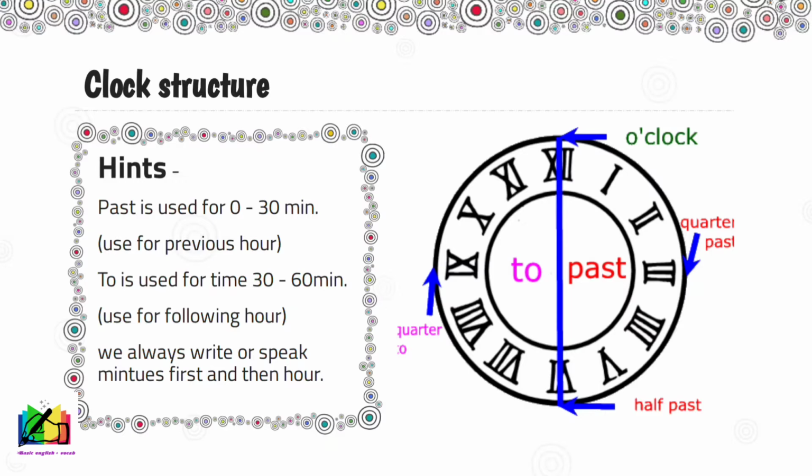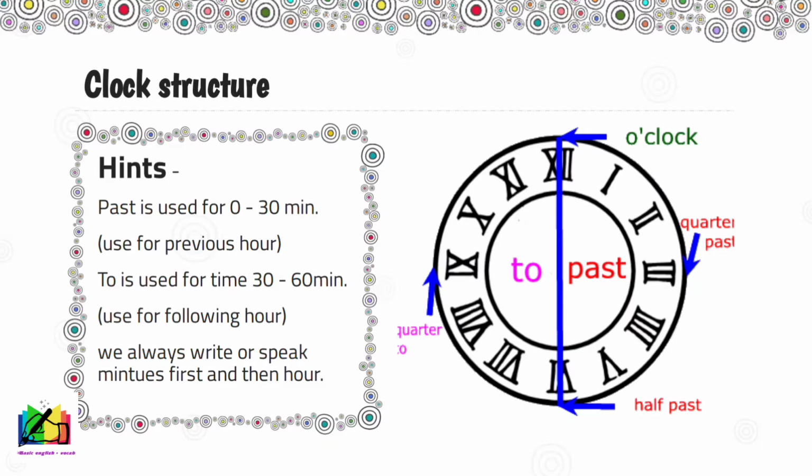We can define the clock structure as past and to. So we have divided 0 to 30 minutes for the past, as you can see here, and we have divided 30 to 60 minutes for to, as you can see here. Now we can understand how to speak the time between 0 to 30 minutes and 30 to 60 minutes.